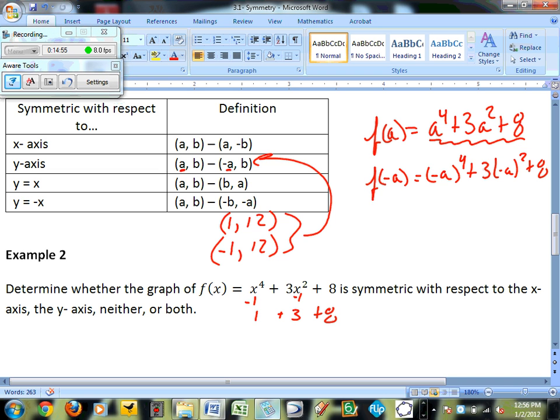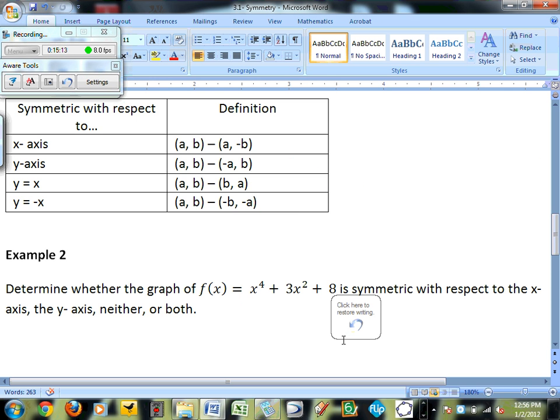Okay? Well, negative a to the fourth power, anything to an even power is going to be positive, so we have a to the fourth. Plus negative a squared, well, anything to an even power is positive, so I have 3a squared plus 8. Are these two the same thing? Yep. Therefore, it's symmetric to the y-axis.